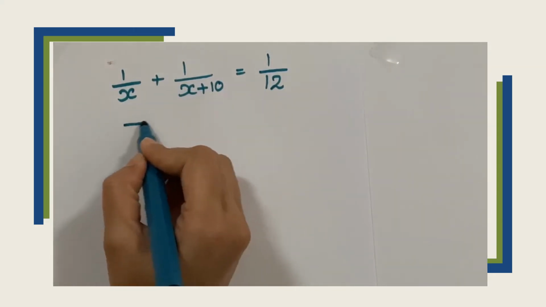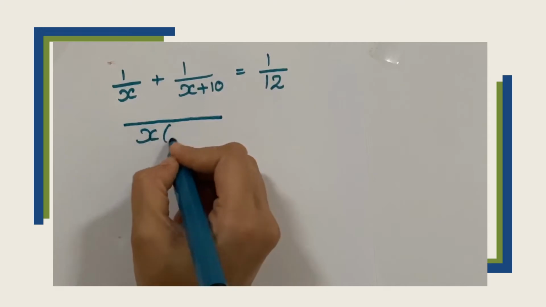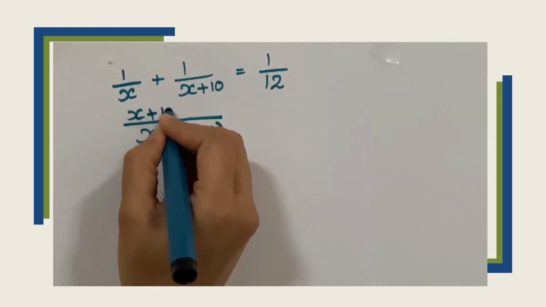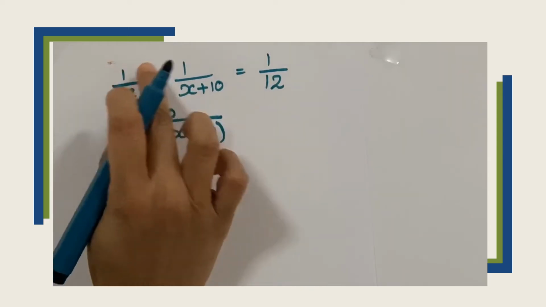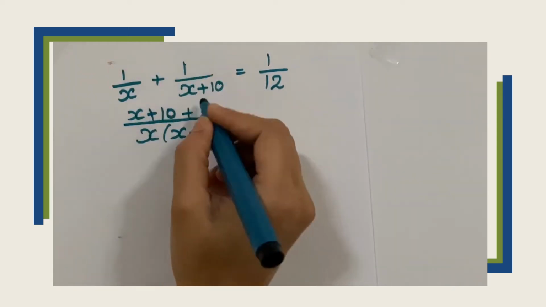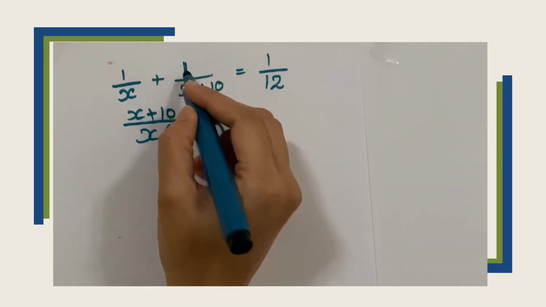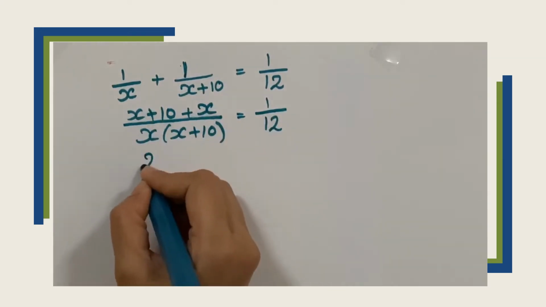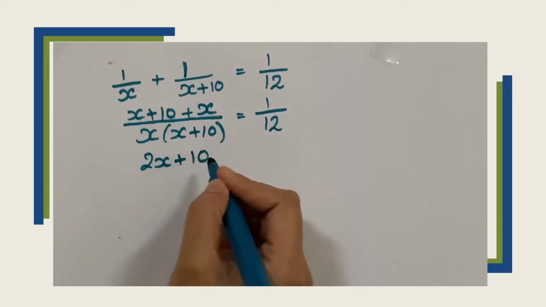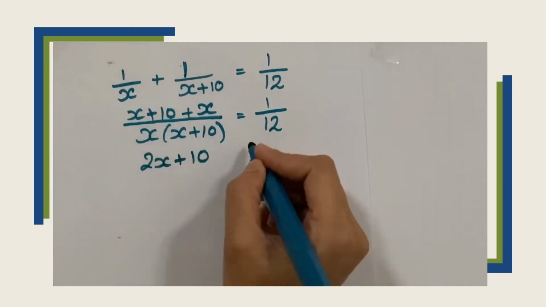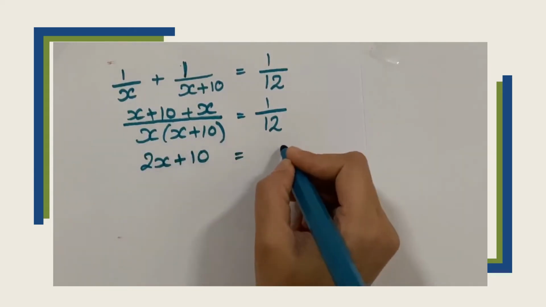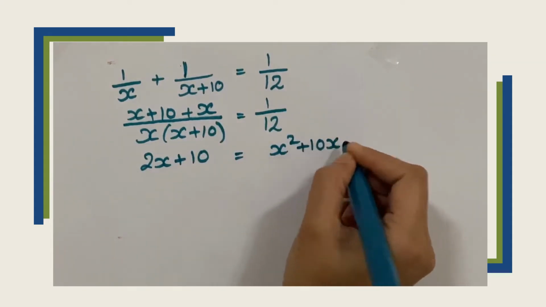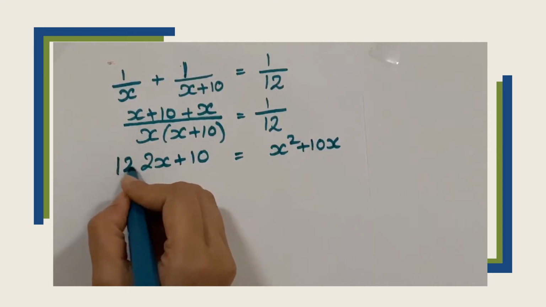So find the LCM. It's x into x plus 10. So 1 into x plus 10, plus here it comes x, since the LCM of this is x. And on the right hand side, 1 by 12. Next, x plus x is 2x plus 10, and x into x plus 10 is x square plus 10x. I'm just moving here x square plus 10x, and moving this 12 also.